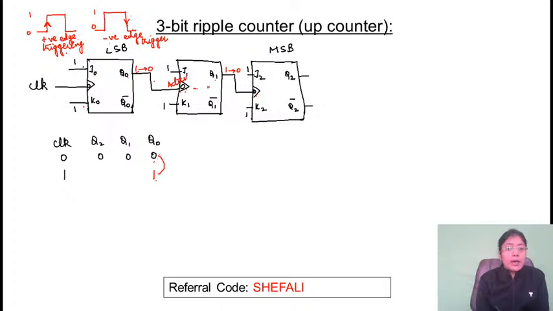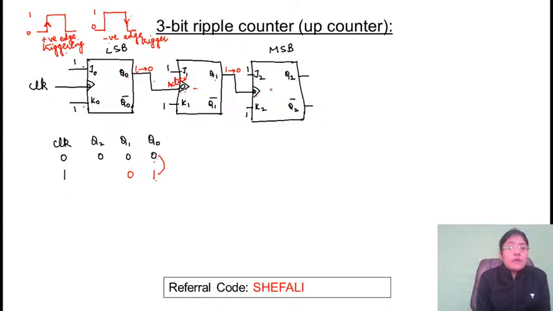ये पॉइंट समझ में आया? So here Q naught is changing from 0 to 1. तो इसका मतलब क्या है? It won't change its value. Q1 will be producing the same output. जो भी आउटपुट यहाँ पे अवेलेबल थी, it remains the same because this is inactive.